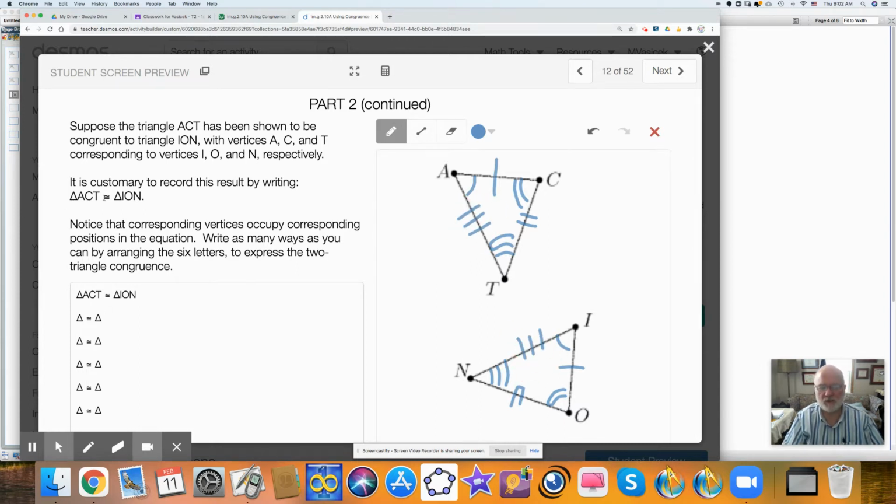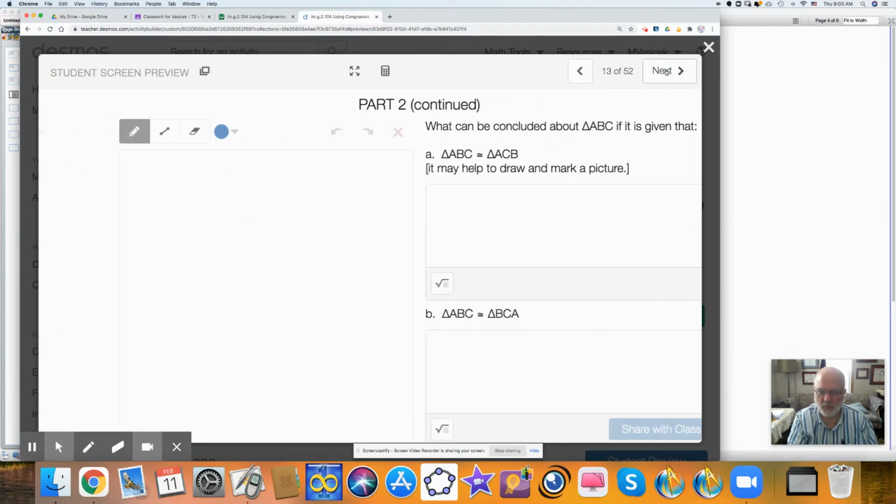So we could restate this. Instead of saying ACT is congruent to ION, I could say CTA is congruent to ONI, or TAC is congruent to NIO. Can you organize a way of doing this and find all 6 different ways of writing this congruent statement? That's the challenge in this particular activity.